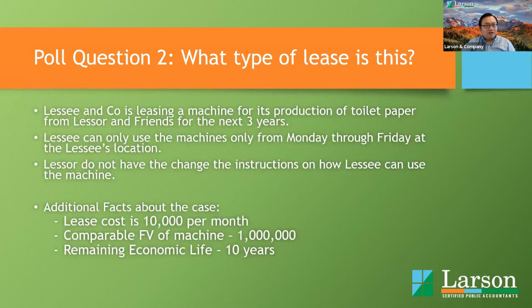So we're going to try a poll question here. Same circumstance that we talked about in our previous example, renting a machine to use. Now here are some additional facts. The lease cost is $10,000 per month. The comparable fair value of the machine is $1 million, and the remaining economic life is 10 years. I'll let you do the polling question and give you some time here to respond.